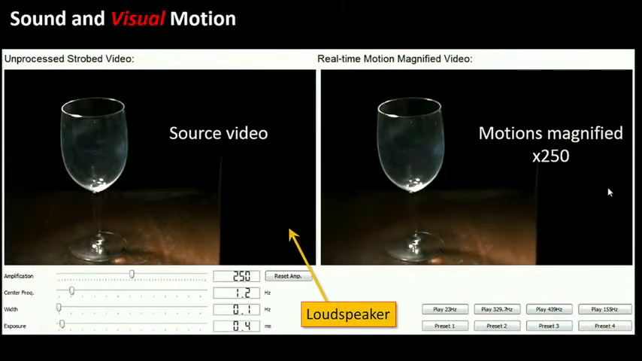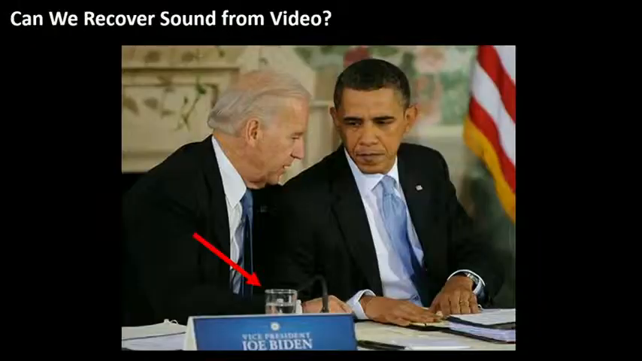But this made us think, it gave us this crazy idea. Can we actually invert this process and recover sound from video by analyzing the tiny vibrations that sound waves create in objects and essentially convert those back into the sounds that produce them? In this way, we can turn everyday objects into microphones. So that's exactly what we did.